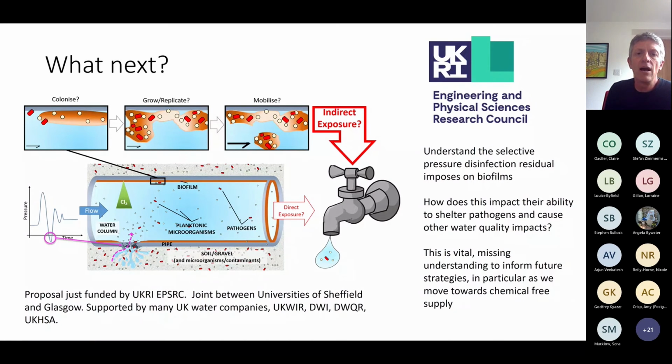Really interesting questions. If we are promoting protective biofilms through our chlorine regime, might they be preventing environments where pathogens might colonize our biofilms, might even grow and replicate, and then when they mobilize, might they be a risk to public health? So really trying to look at how different chlorine regimes are impacting biofilms and their potential as this pathogen growth, proliferation, mobilization.